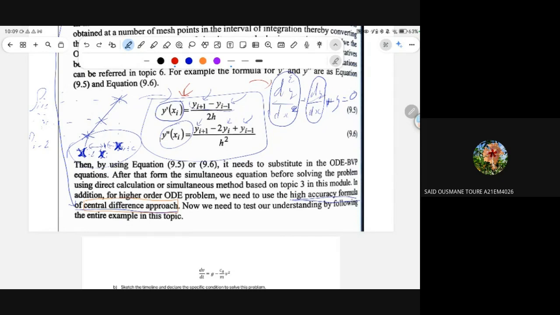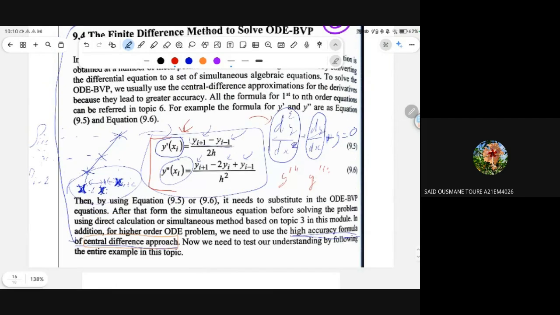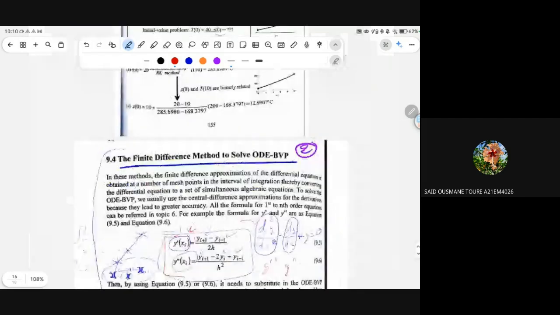Now, central difference approach is this one. Second order is higher order. And there are other formulas for derivatives, third derivative, etc. So this is the approach, high accuracy formula of central difference approach. These formulas are already there. Now there's additional for y triple prime, for y quadruple prime, etc. Is it clear to you? This central difference approach is the essence of the usage of this method.